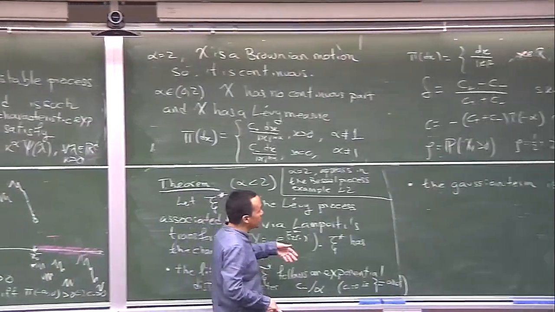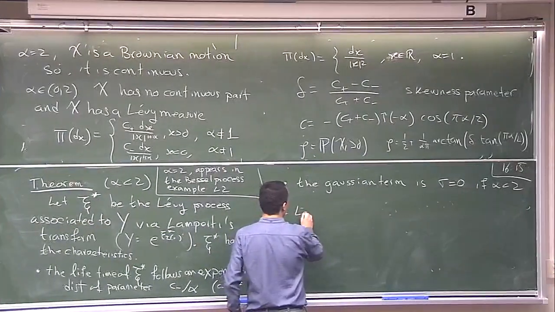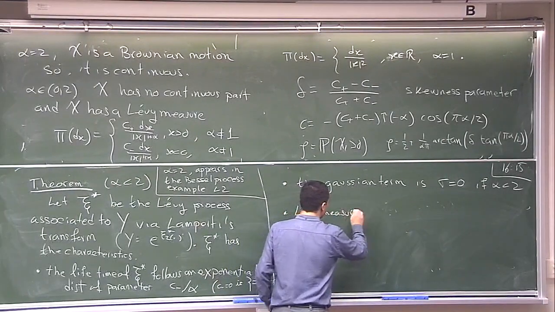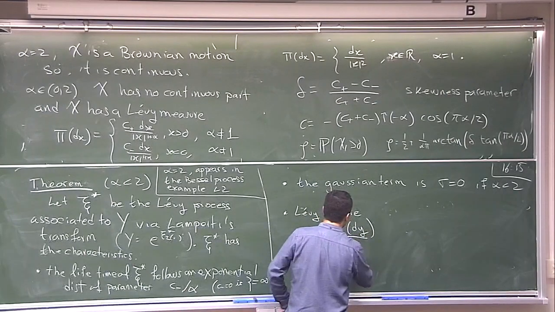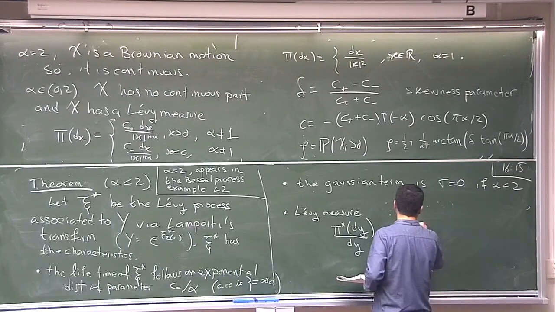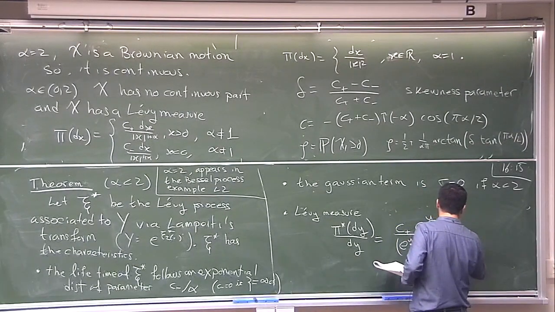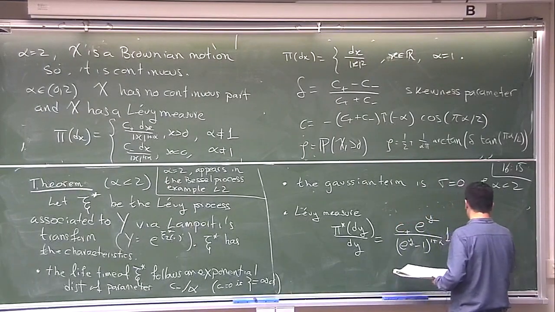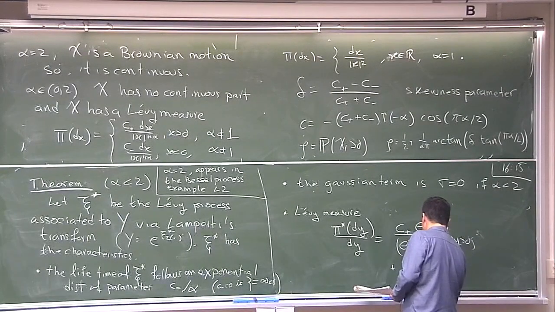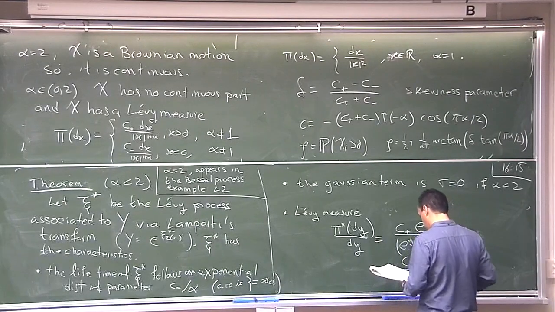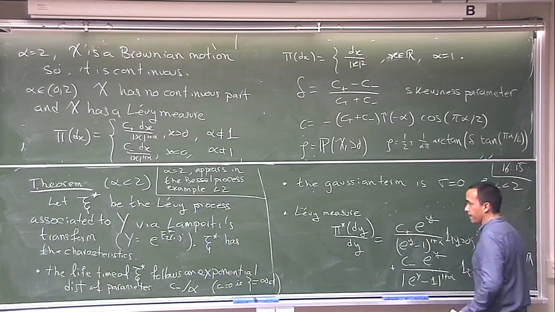Okay? So if there is no continuous part in Y, there is no continuous part in psi star. Okay? And the Lévy measure is given by pi star dy divided by dy is equal to c plus exponential of y over the absolute value of exponential of y minus 1 to the 1 plus alpha, indicator y is bigger than 0, plus c minus exponential of y over the absolute value of exponential of y minus 1 to the 1 plus alpha, indicator y is smaller than 0, for y real.